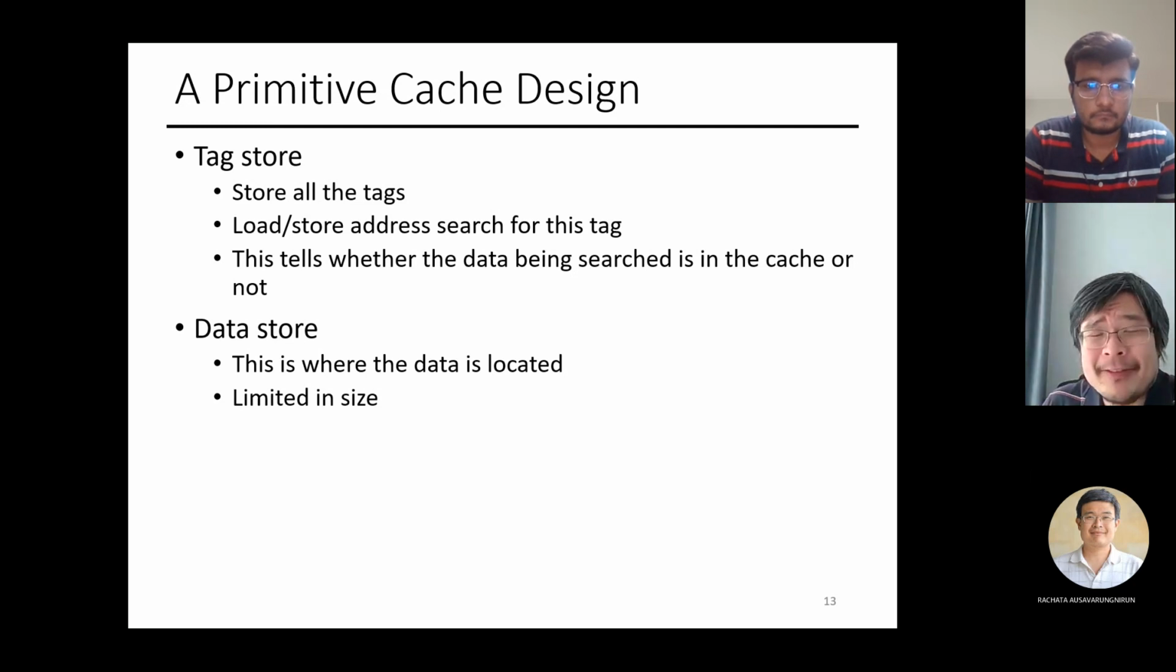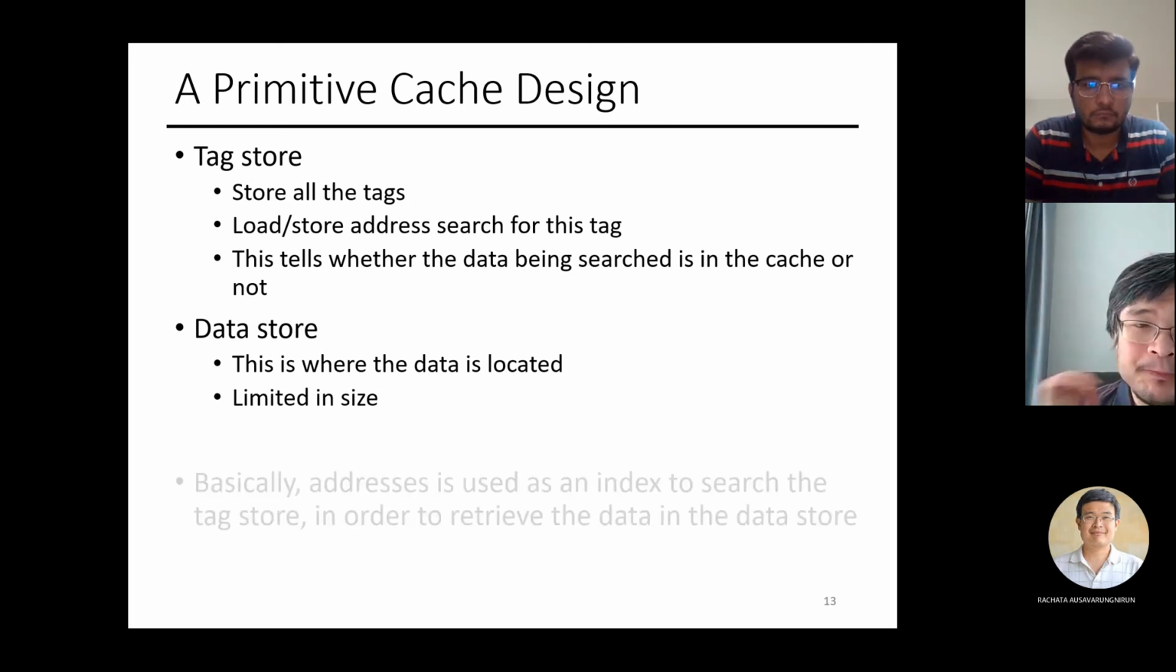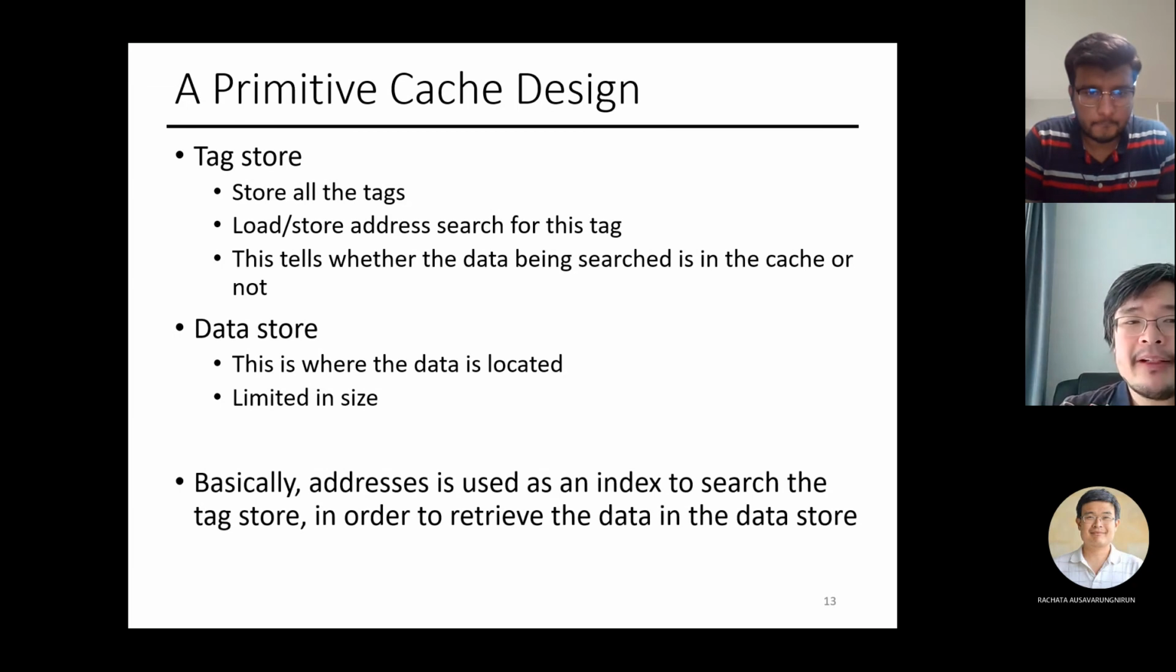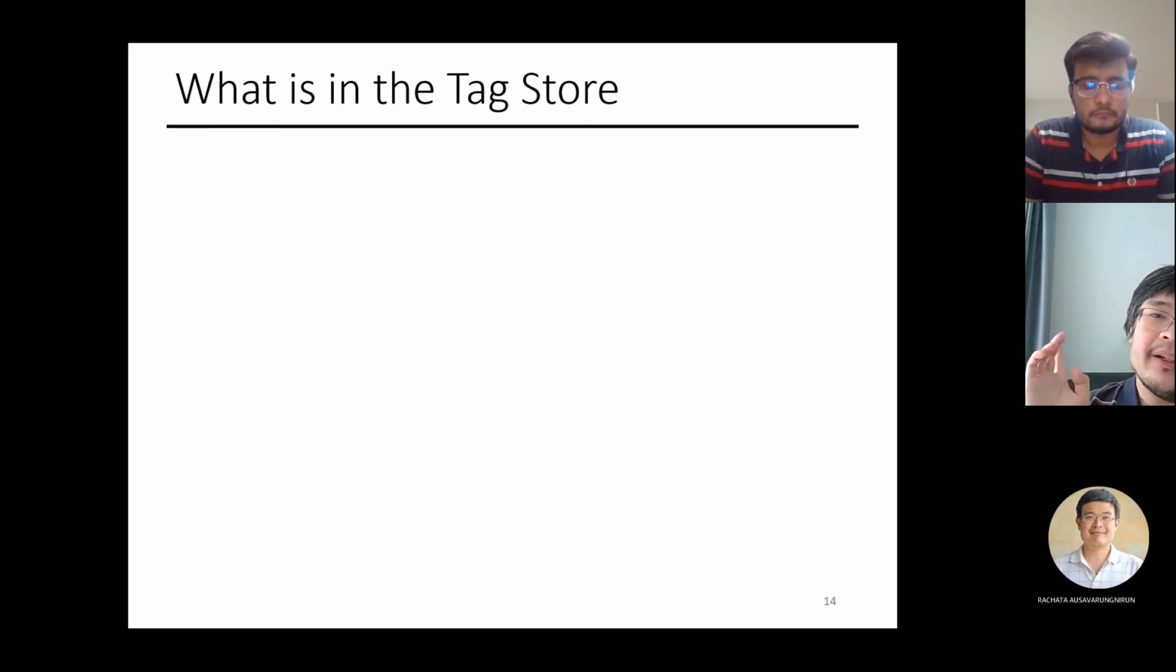There's some structure that has just the tag store, but you want to store data there. So the primitive cache design would have the data store. And basically what happens is an address is used to index and search in the tag store in order to get the data in my data store. To check, hey, is my data there? If it's there, where's the data? Can you get that? So now let's go through each of these structures.